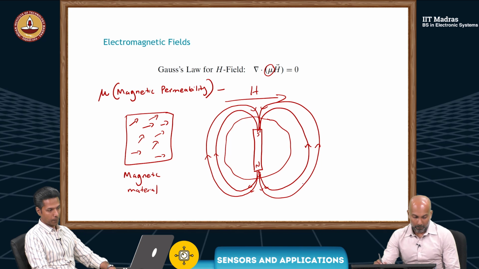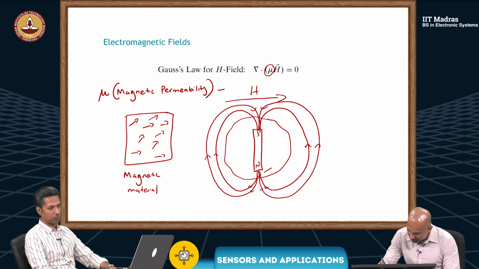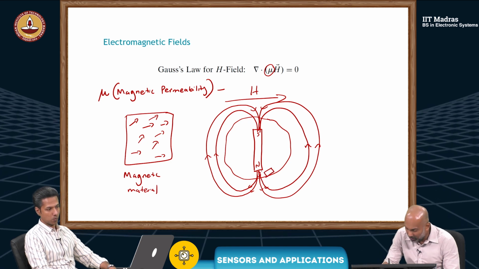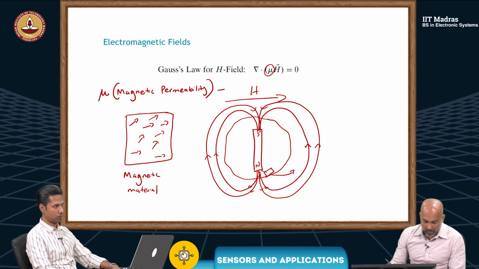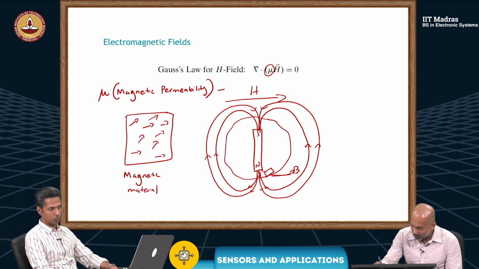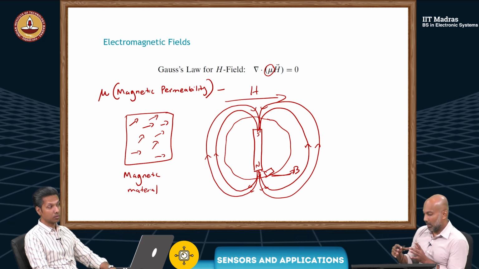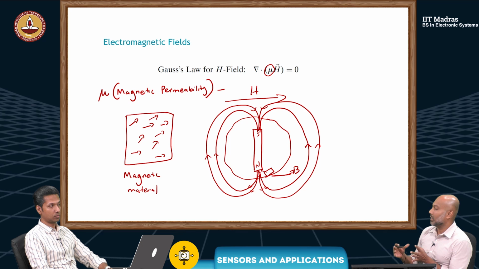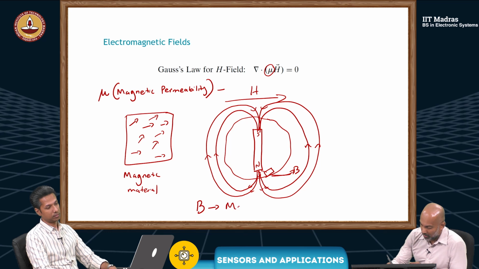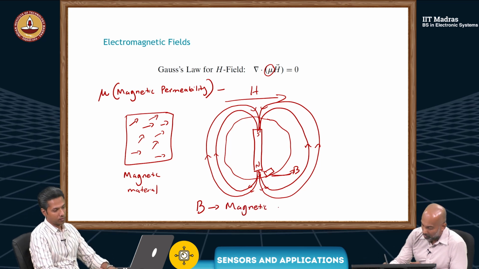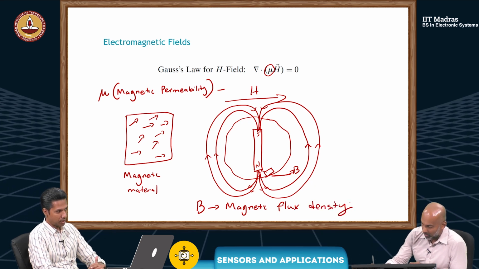Coming out. Then if you take a very small area again here, let's say there's also field coming out there, and let's say this is B. B is the magnetic flux density, while H is the magnetic field. So equivalent to that D. Yes. So B is the electric flux density. Sorry.